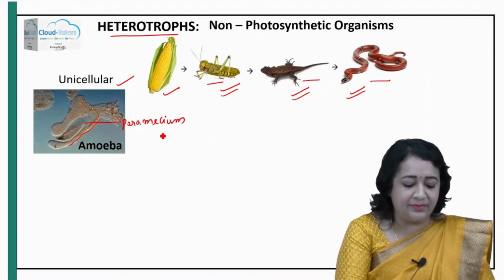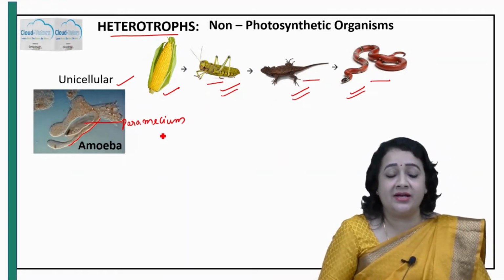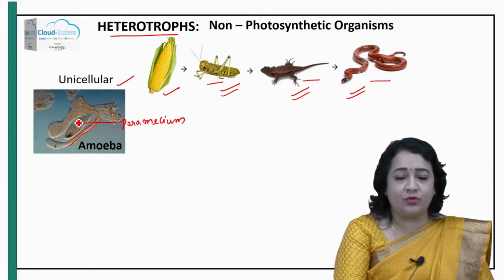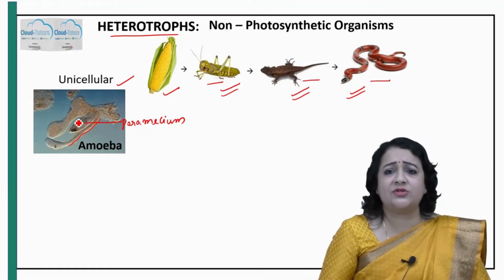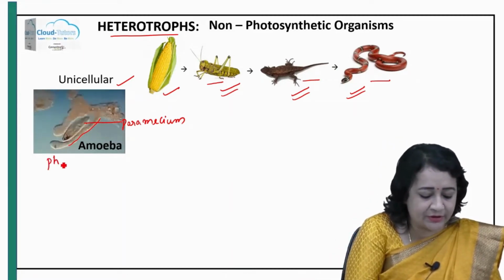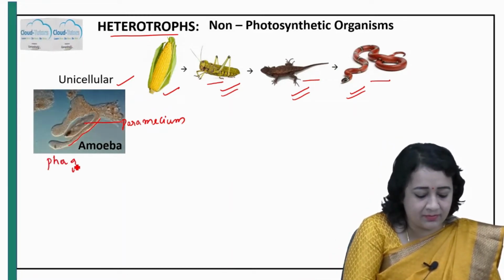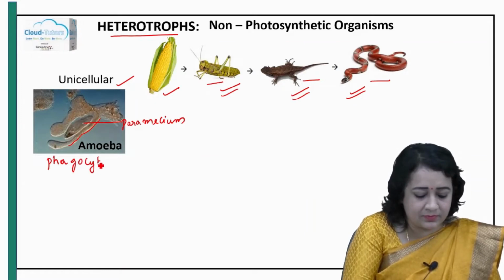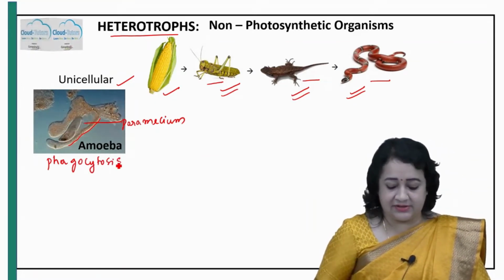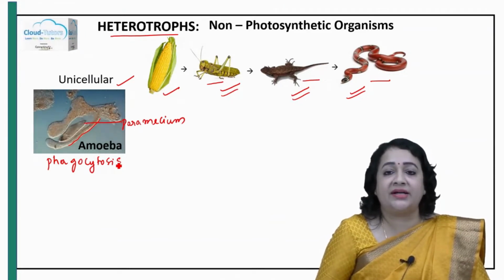So this paramecium is consumed by amoeba. So the false foot is trapping the food here. False foot is called pseudopodia, and the process is called phagocytosis. Through phagocytosis, amoeba gets its food.